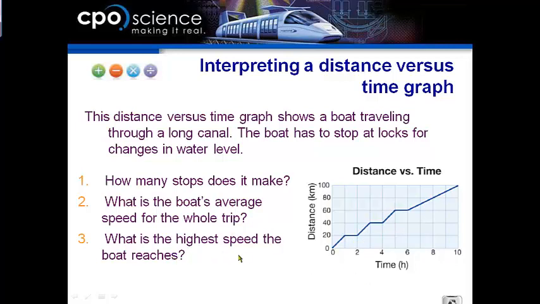What is the highest speed it reaches? Well, we said here was 20, here was 20, here was 20, this was 10, and these flat lines were 0. So the highest speed it goes on the trip at any particular time is 20 kilometers per hour. Again, velocity is distance divided by time, or it's the slope of the line.